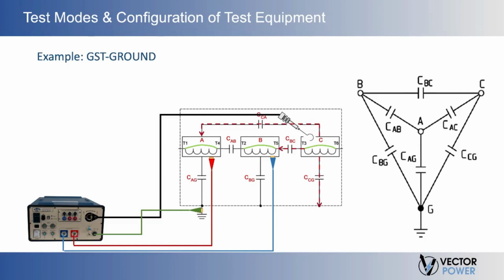So once again, we're running the GST ground, and here we're looking at the C to ground times the sum of C to A plus C to B. The UST R. And once again, we isolate, and now we're only looking at the components of A to C. So once again, you can see that the different test modes simply allow us to isolate different sections of the insulation for analysis purposes to determine where the deterioration and the breakdowns are occurring.